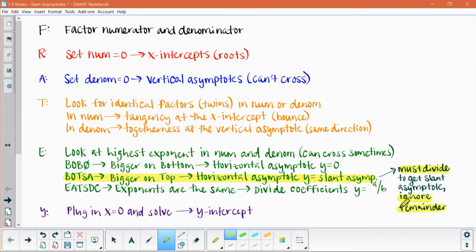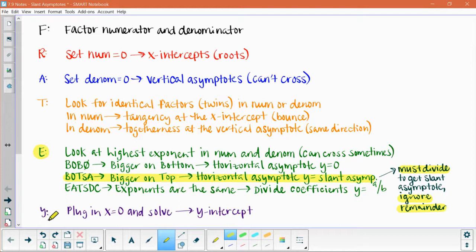I'm going to talk about this a little bit in the lesson, but basically the reason why we ignore the remainder is E is going to stand for end behavior. So we're interested in what's happening as we get out to negative infinity and positive infinity, when those numbers get really big and really small. When we get to this remainder part, it really does not make a difference, which is why we ignore it.